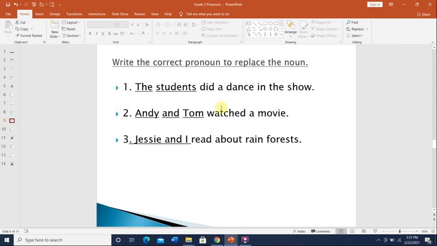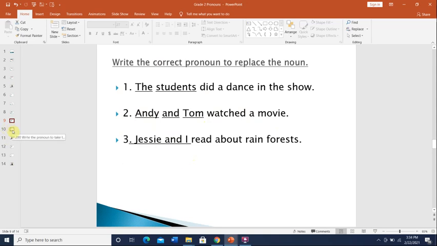The students did a dance in the show. The pronoun used to replace the students would be they, because it's more than one student. Andy and Tom watched a movie. Andy and Tom, also more than one person, they watched a movie. Jesse and I. Here we have somebody and I, so we replace it with we.